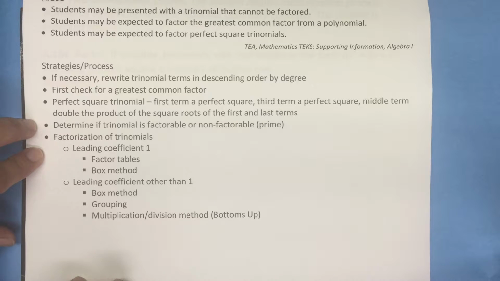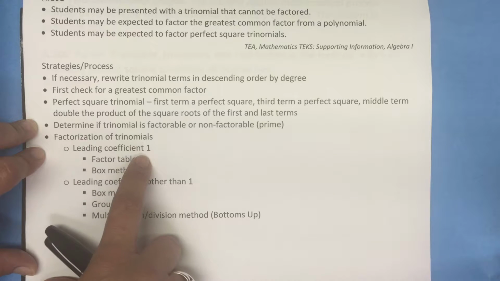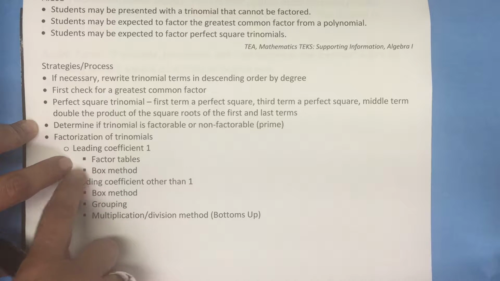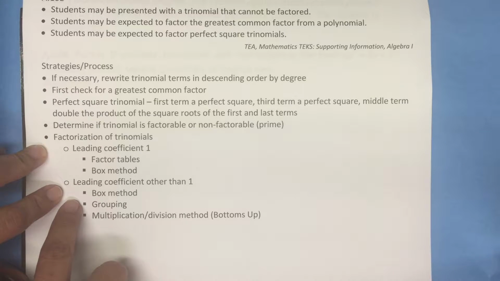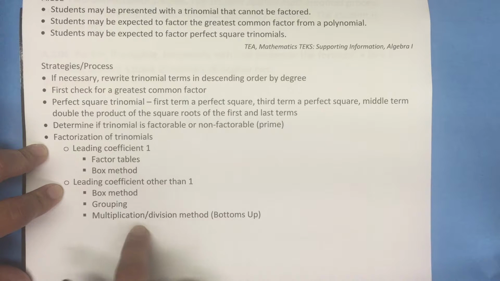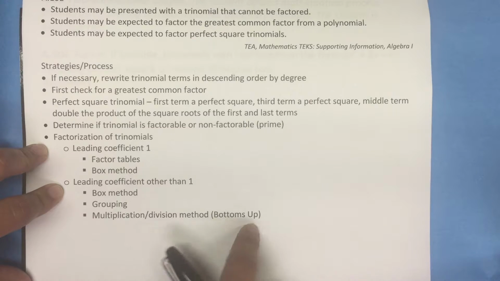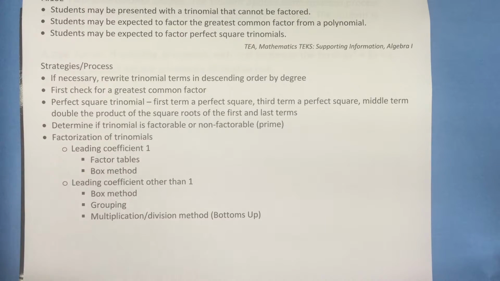When you're factoring trinomials with a leading coefficient of 1, you can use factor tables or the box method. When the trinomial has a leading coefficient other than 1, you can use the box method, grouping, or a method called multiplication division. Sometimes people refer to it as a bottoms-up method.